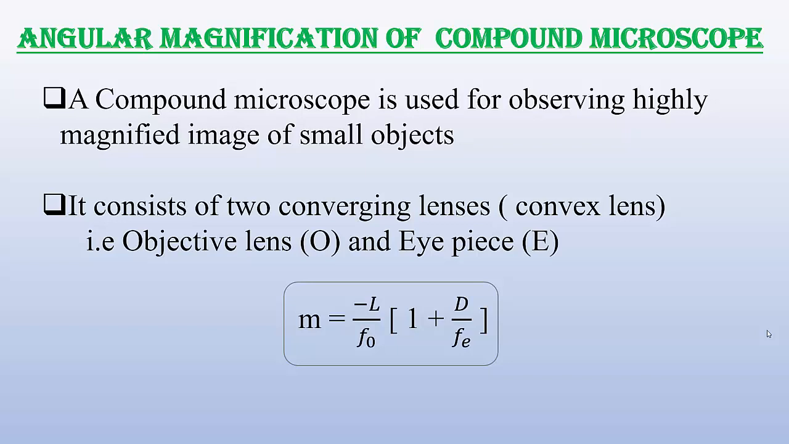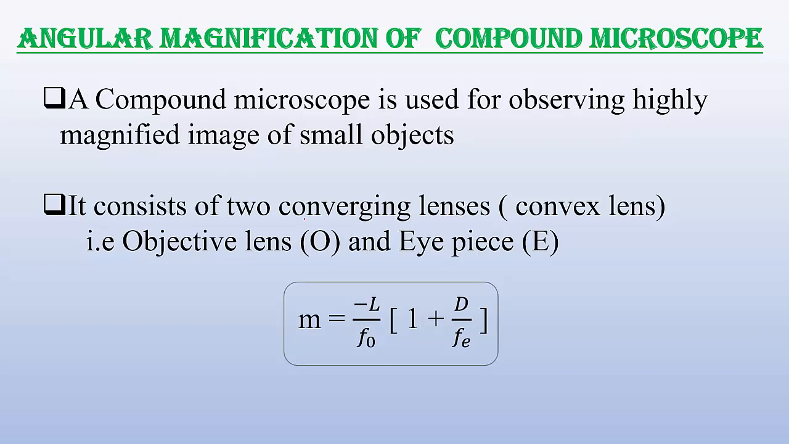But in compound microscope what happens? At the least distance only we can get a highly magnified image of the object. So that's why we prefer compound microscope, which gives a highly magnified image of a small object at the near point or least distance of distinct vision.